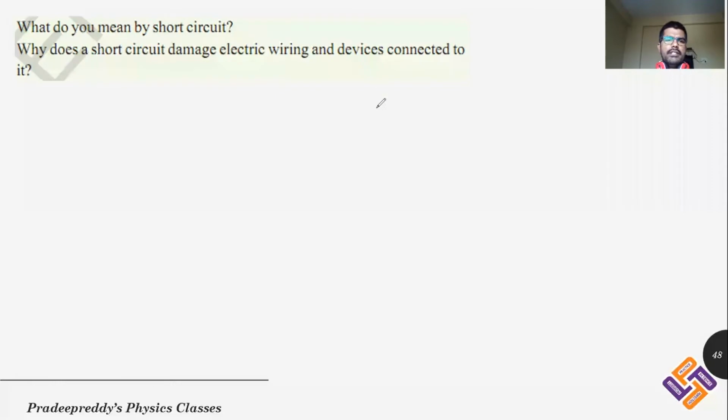Now, in this video lecture, we will be learning about short circuit. We will learn what is meant by a short circuit and why a short circuit damages electric wiring and the devices connected to it. So we will see what happens when a circuit is being shorted.